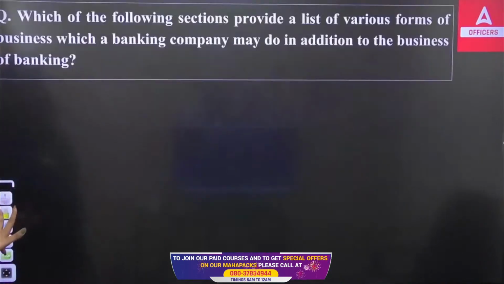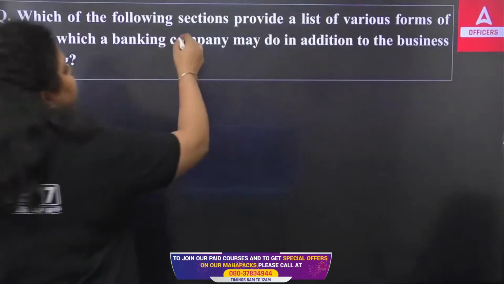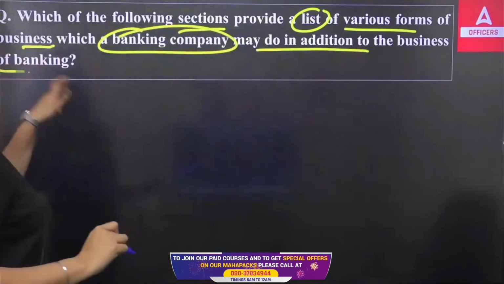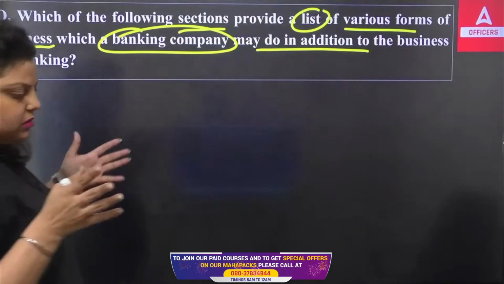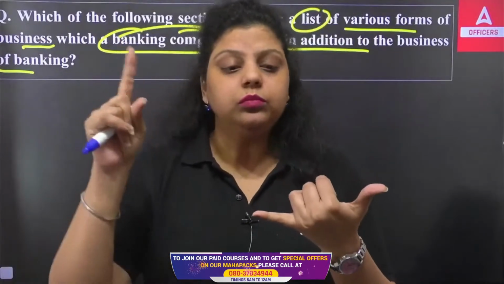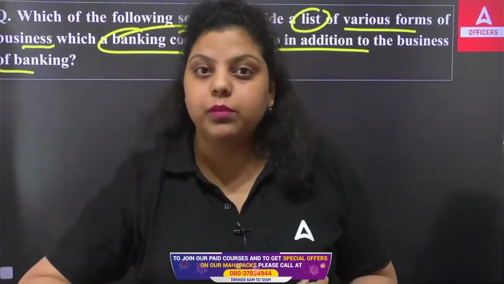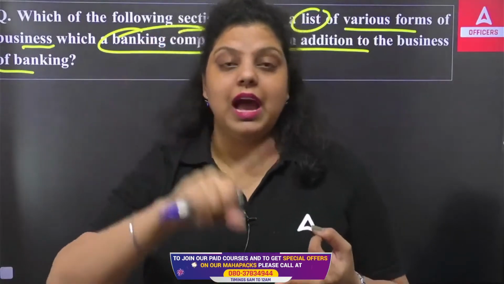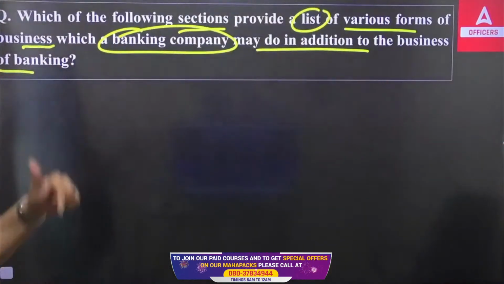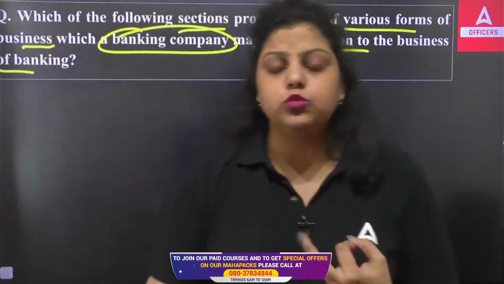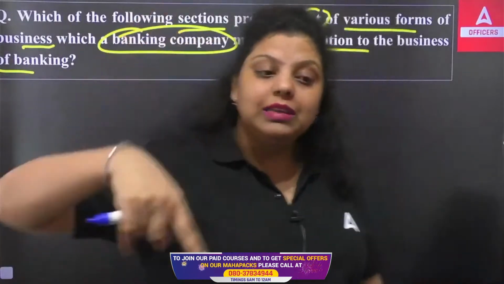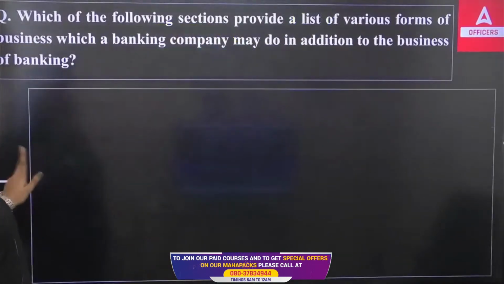Next question is talking about which of the following sections provide a list of various forms of businesses which a banking company may do in addition to the business of banking. When we talk about business of banking, it has three features. First, accept deposit from the public for the purpose of lending or investment, and the last one is repayable on the demand of the customer. But apart from that, bank provide demat account, insurance policy, mutual fund, etc. So bank is providing all these services to the customers, right? All these services are the various forms of business that banks provide to the customer.